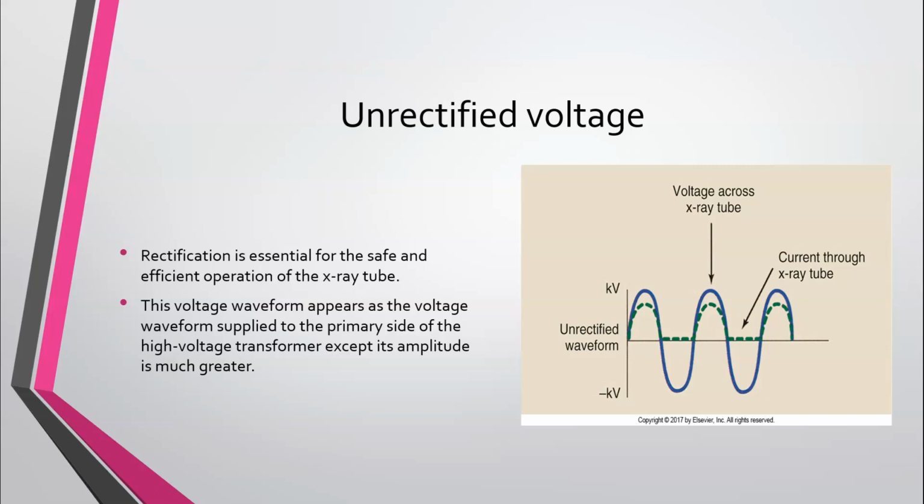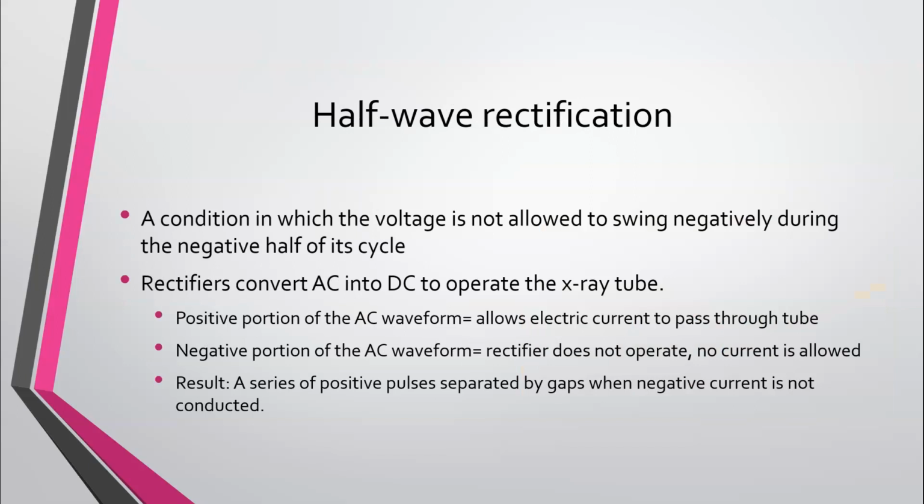This voltage waveform appears as the voltage waveform supplied from the primary side of the high voltage transformer, except its amplitude is much greater, okay? So half-wave rectification is a condition in which the voltage is not allowed to swing negative during the negative half of its cycle. So the rectifiers convert the alternating current to direct current to operate the X-ray tube.